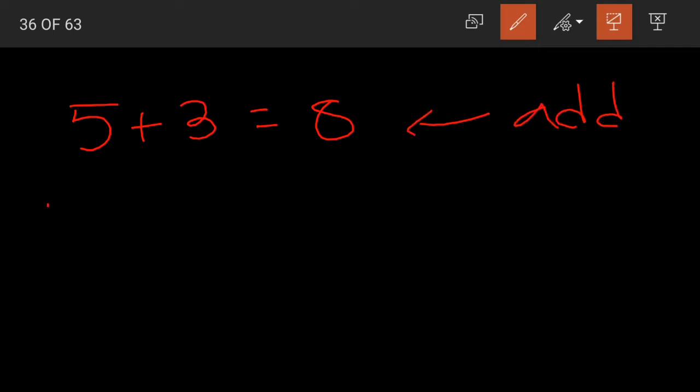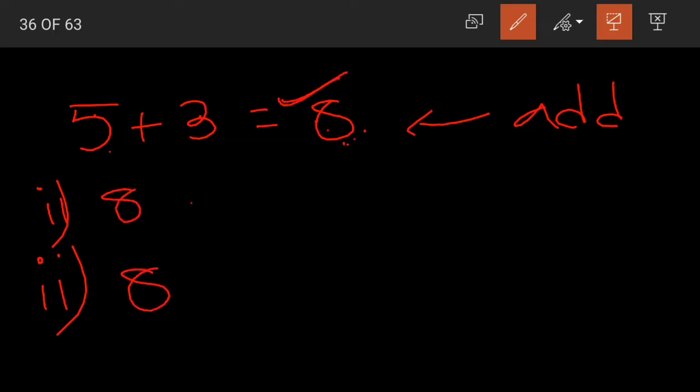See, let me explain this clearly. Now 5 plus 3 is equal to 8. Yes, what is this? This is our addition fact. Now we need to write two subtraction facts for it. What will be the first step to find out the larger number? Always the larger number will be the sum. So simply write the sum for both and then put the subtraction symbols. Yes. Now write the first addend for the first fact and then the second addend for the second fact.